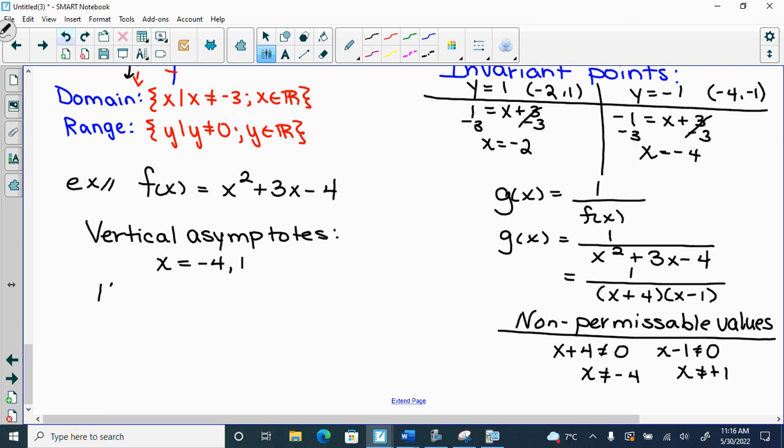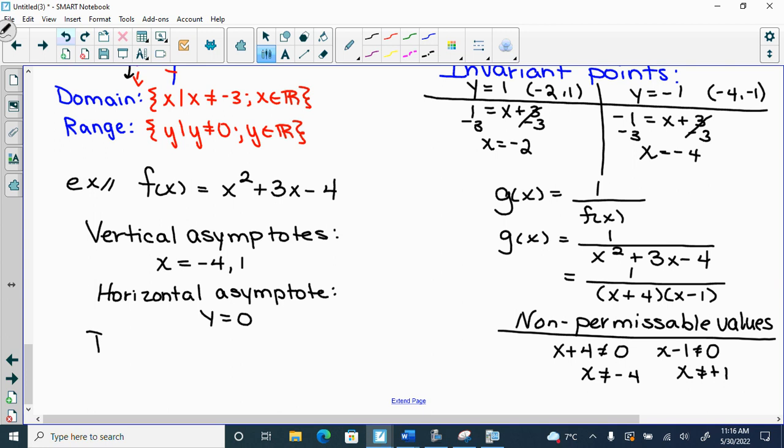Horizontal asymptote's really easy. Where's my horizontal asymptote? Every single time when it's a reciprocal, y equals 0. Hasn't changed. It's the greatest thing ever. You should be very happy with it. It's the nicest thing.